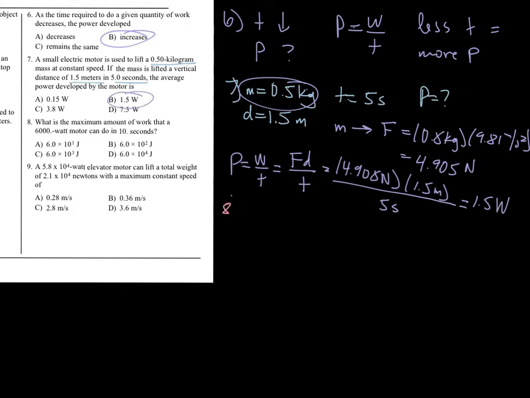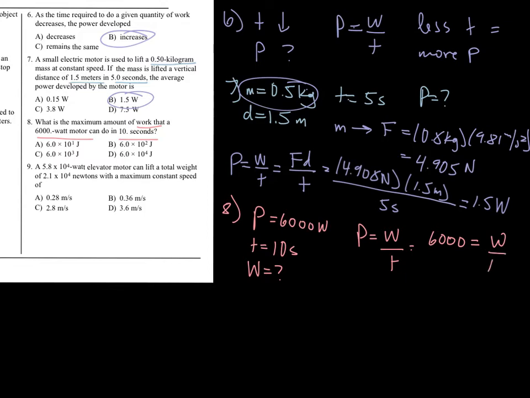Now next is number 8. What is the maximum amount of work that a 6,000 watt motor can do in 10 seconds? They gave us power, 6,000 watts. They gave us time as 10 seconds. And we're looking for work. Definition of power is work over time. So we're looking for W. So you get 6,000 equals W over 10. You get W equals 60,000. So that's choice D. I am not in the best mindset today, guys. I apologize.